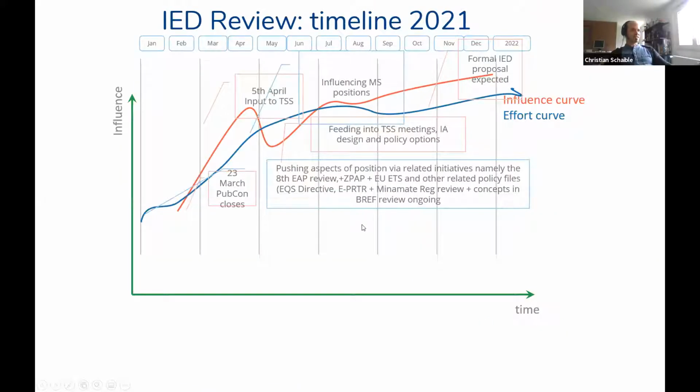Okay, timeline, IED. So we are currently here. 23rd of March, the open public consultation will close. There's also something happening in parallel, which is the targeted stakeholder survey. The red curve is the influence curve. I think this is the main and important stage. April up to September, it's influencing the targeted stakeholder survey, the member states, feeding into the impact assessment. What are the right questions the Commission should ask themselves, and the different policy options they have to consider for a new proposal. We think in November, December, we will have the formal IED proposal out.